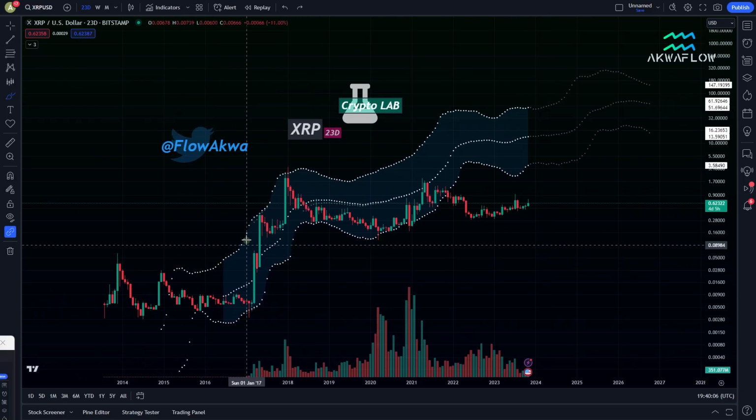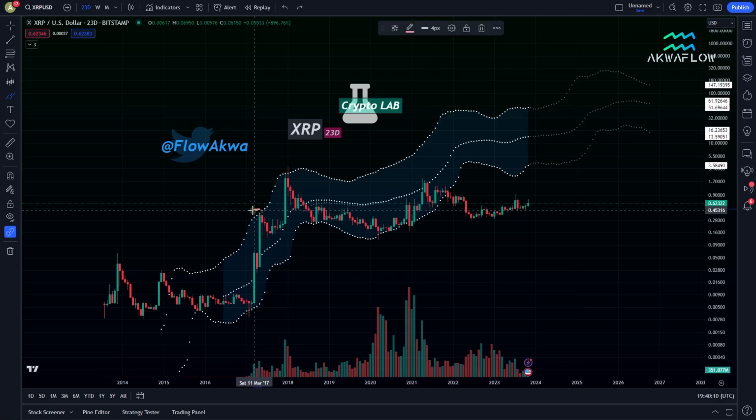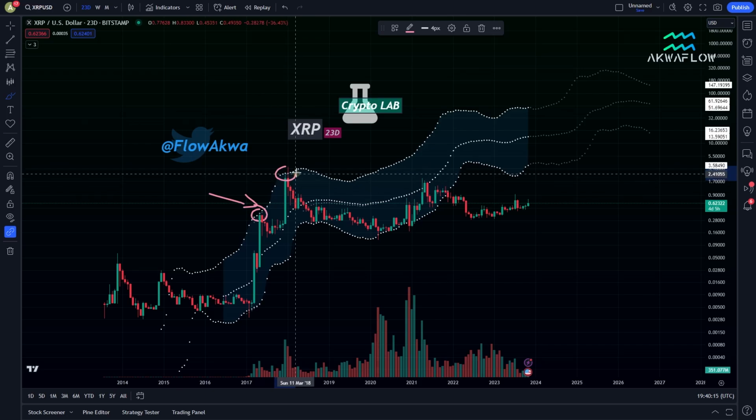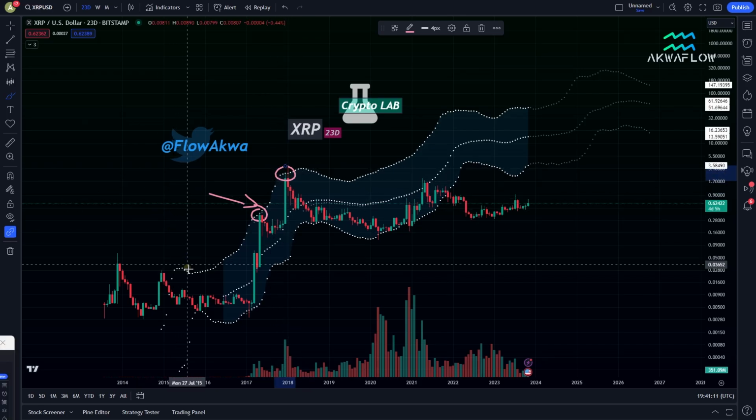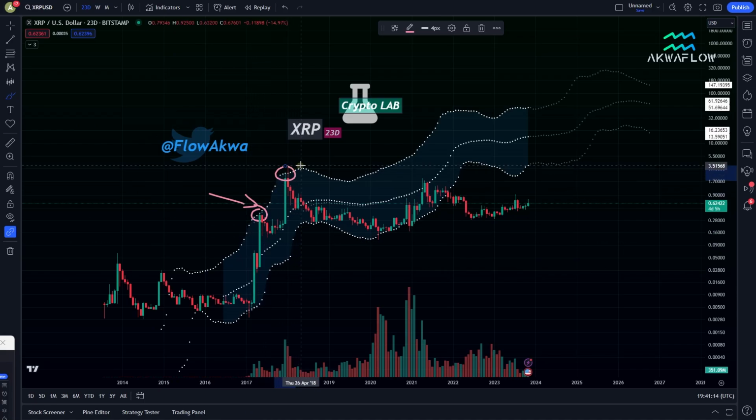First, there is the top of the band. And as you can see, we touched it twice. Here with this local top and another time just right here. And it is our current all-time high. And I think that XRP will never go higher than the top of this band.